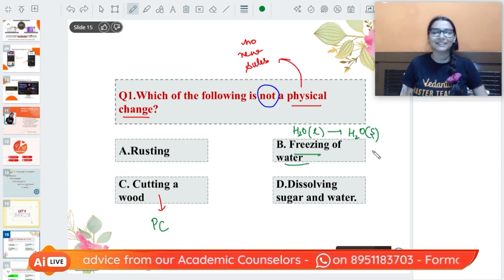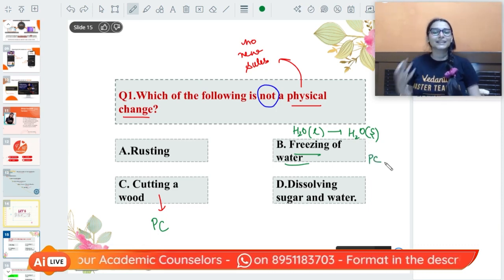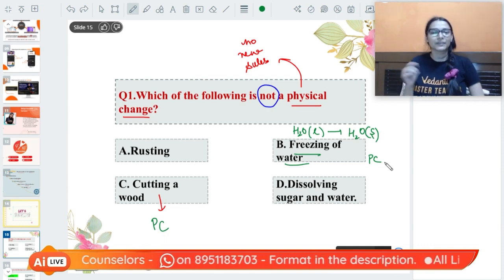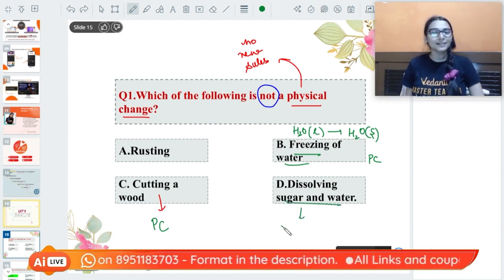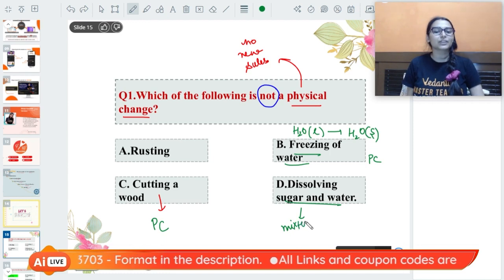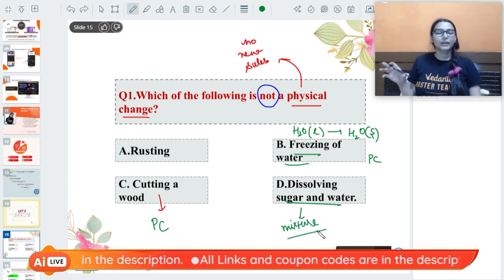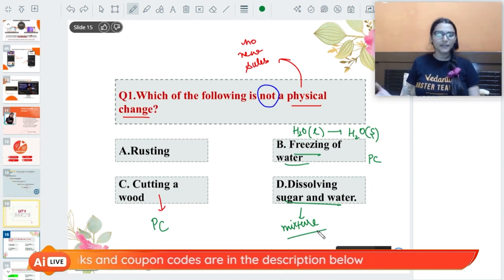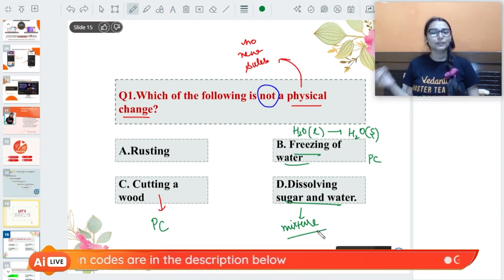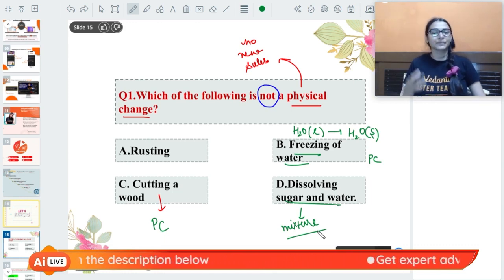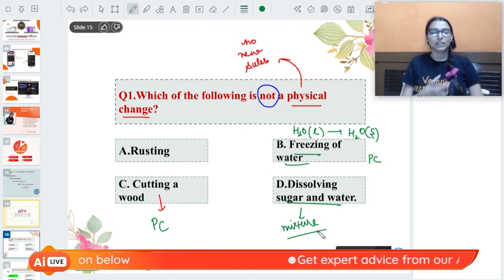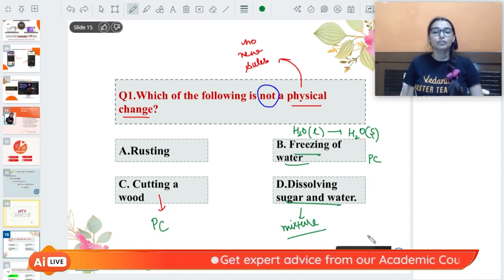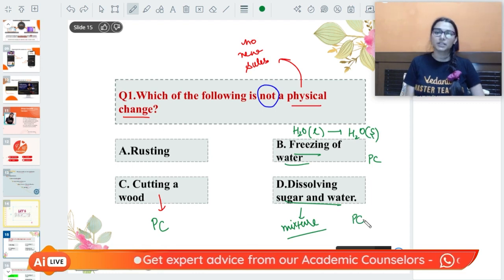It is a physical change, definitely, because only the state is changing. Dissolving sugar in water is simply a mixture, and mixtures are physical changes. You are not getting any new substance when you dissolve sugar in water, right? There is just the old thing that is there. It's only a physical combination. So all these three are physical changes.